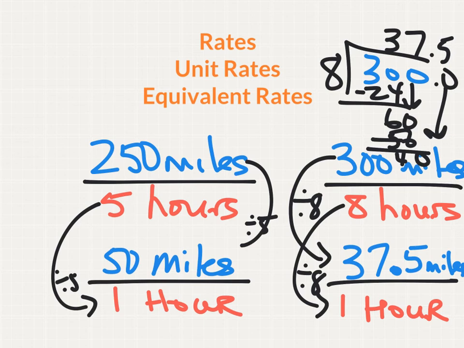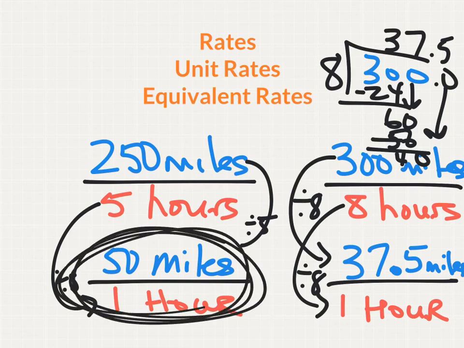Which rate was greater? Mine. I drove 50 miles per hour. You drove 37.5 miles per hour. Are they equivalent? Absolutely not. They have totally different unit rates.